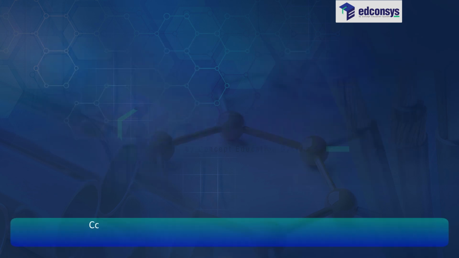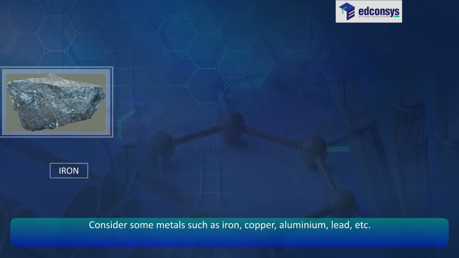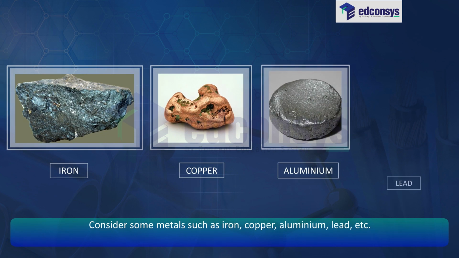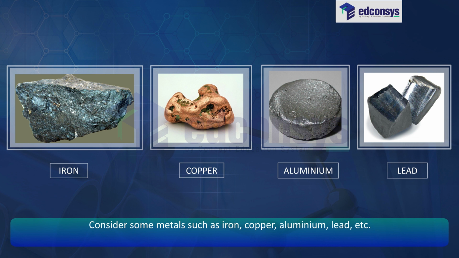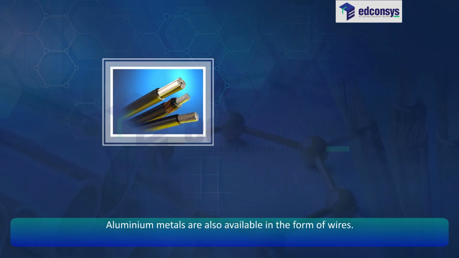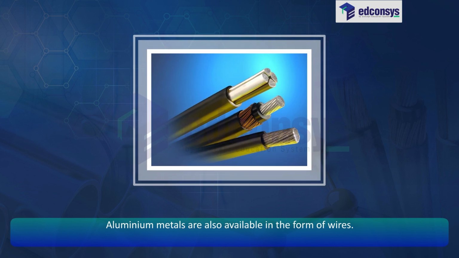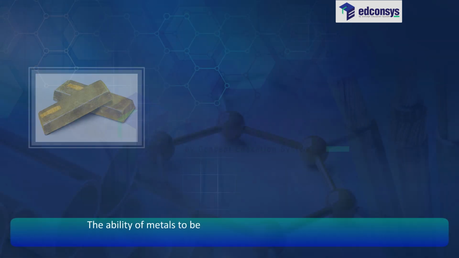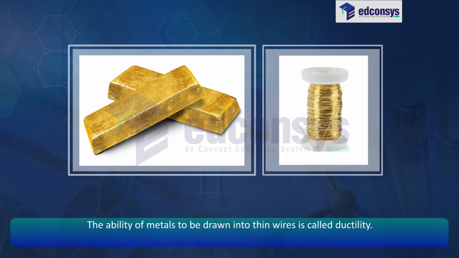Activity. Consider some metals such as iron, copper, aluminum, lead, etc. Aluminum metals are also available in the form of wires. The ability of metals to be drawn into thin wires is called ductility. Gold is the most ductile metal.